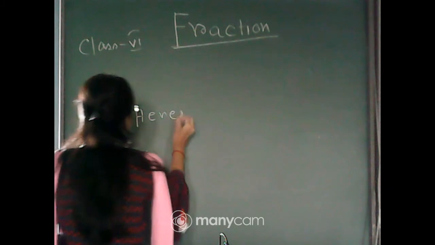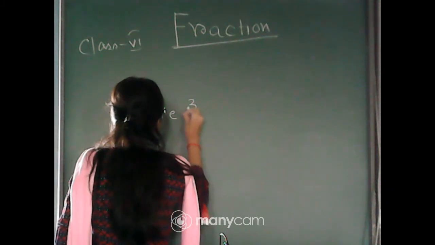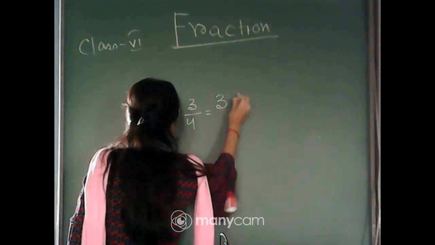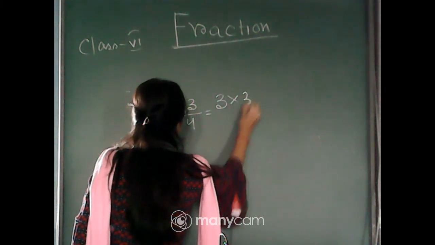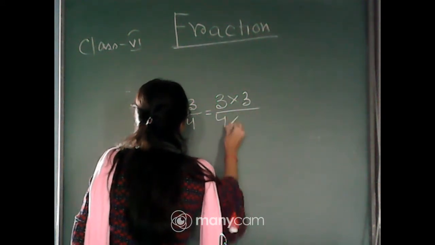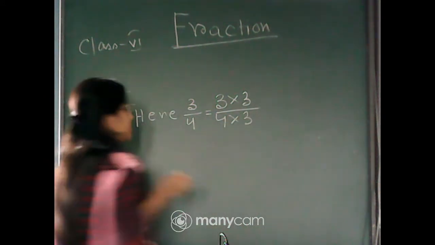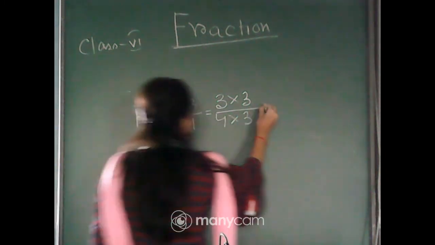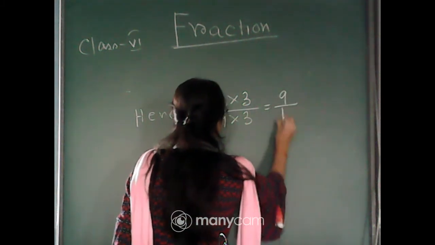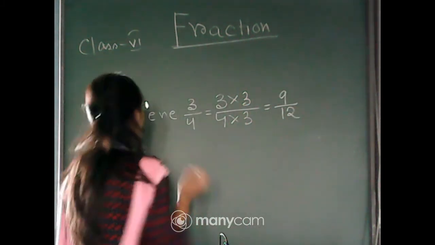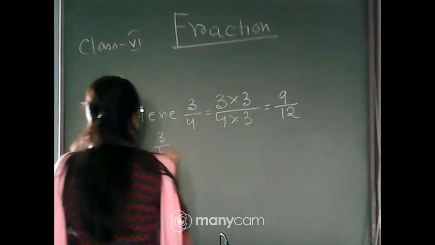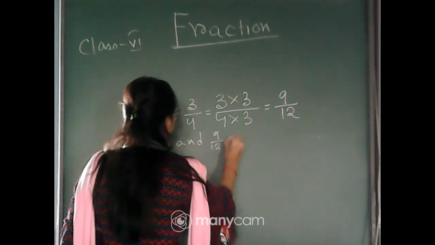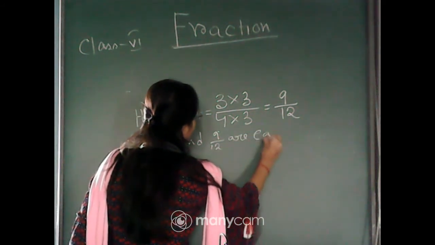Here, 3 by 4 is equal to 3 cross 3 divided by 4 cross 3. We multiply both the numerator and the denominator by 3 and we get 9 by 12. Therefore, the fractions 3 by 4 and 9 by 12 are equivalent.